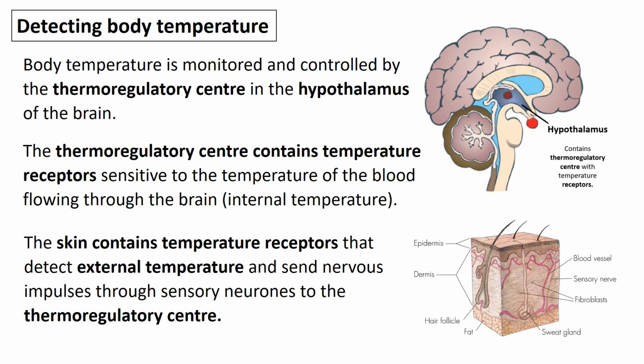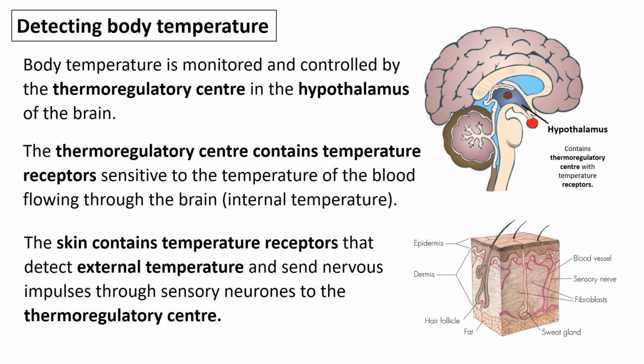So we monitor it and control it by a region in the hypothalamus in the brain, which is called the thermoregulatory center. And you can see the hypothalamus is tucked away right in the middle of the brain, just around here. And this thermoregulatory center in the hypothalamus contains temperature receptors. So as the blood passes through this thermoregulatory center, then these receptors can detect the temperature of the blood and decide how the body needs to respond in order to bring that back to the norm.